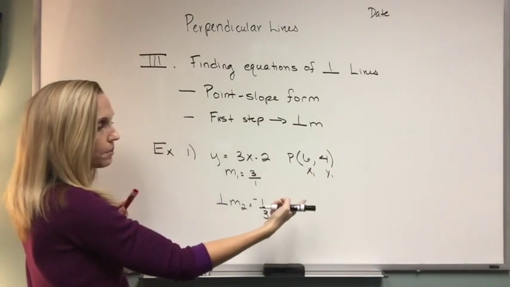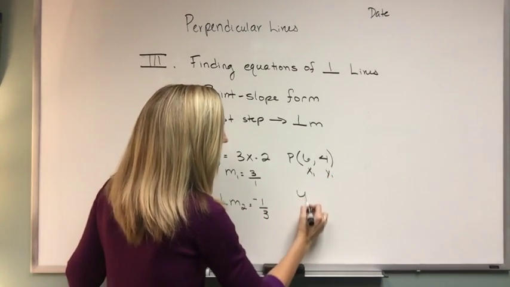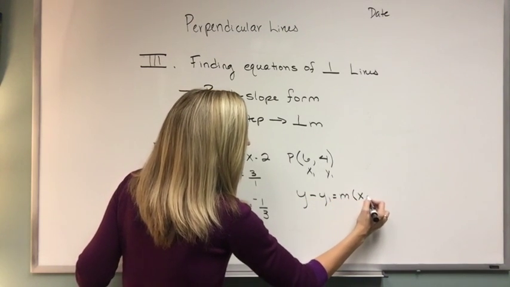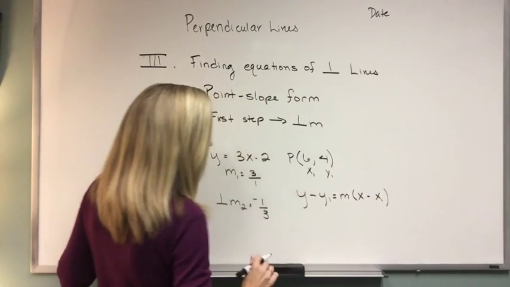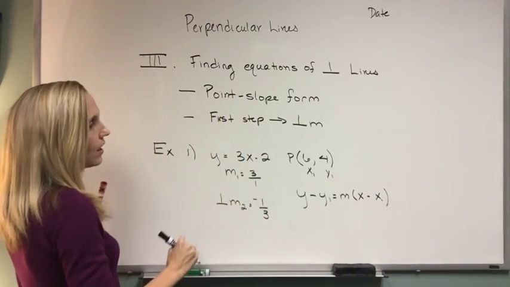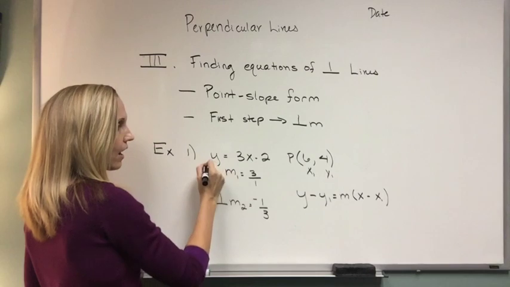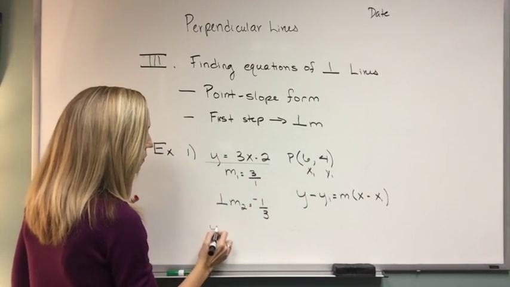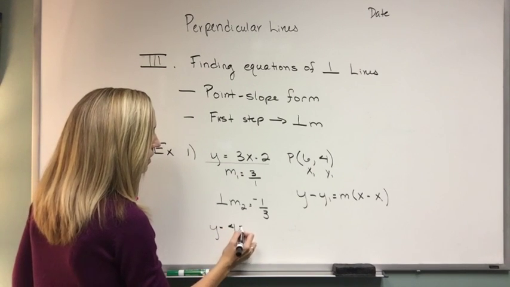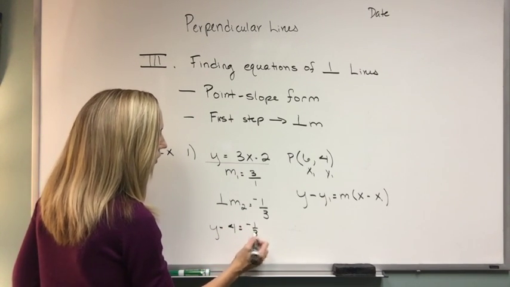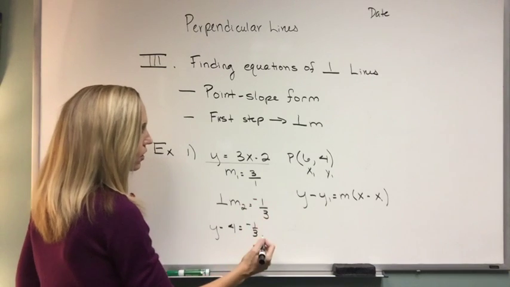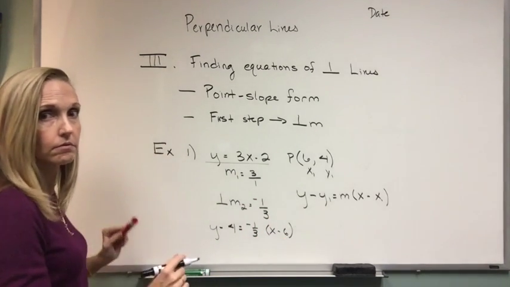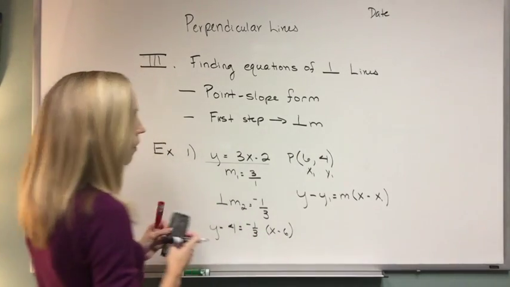So we're just going to plug it into point slope, which is y minus y1 equals m times x minus x1. So my equation of a line that is perpendicular to this guy, but contains this given point, is y minus 4 equals negative 1/3, because that's my perpendicular slope, times x minus 6. Hopefully that made sense. If not, we'll do one more.